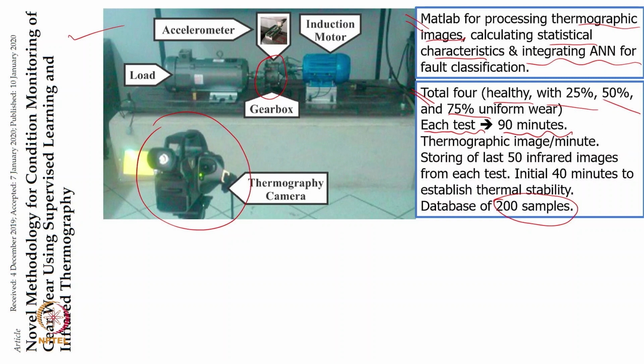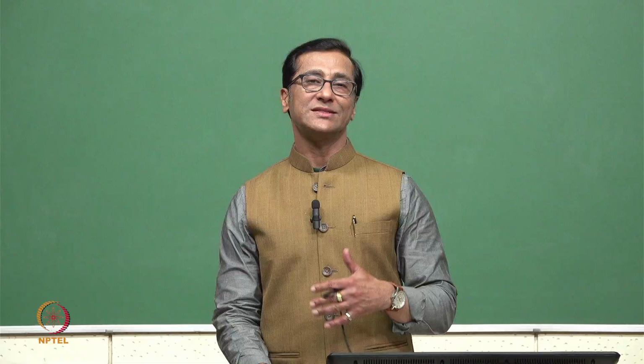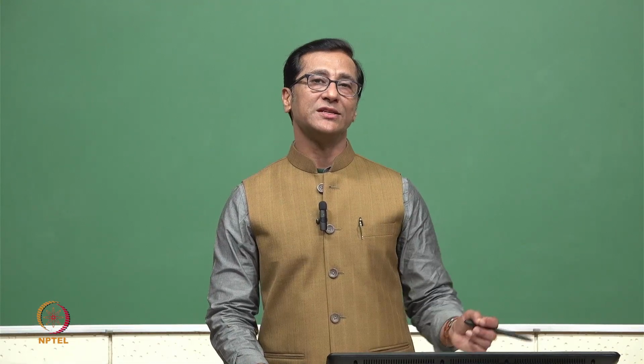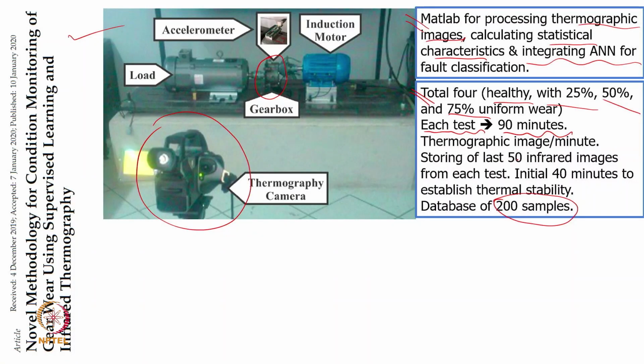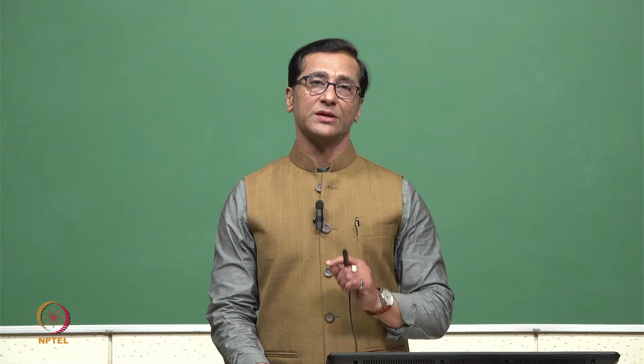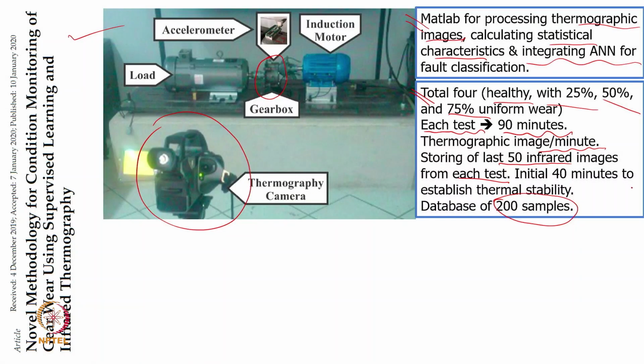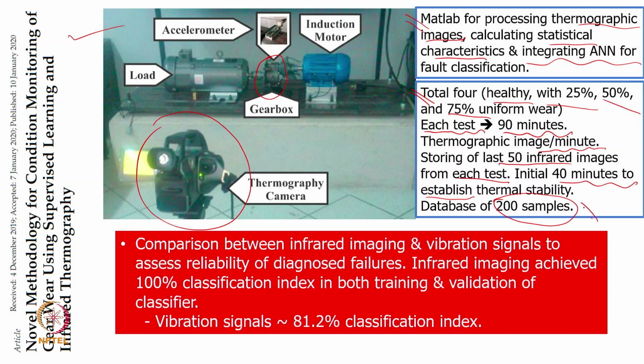They gave the first 40 minutes to stability, because temperature increases slowly. It doesn't happen immediately, it doesn't jump. So they gave the first 40 minutes for stability, and then images were captured in the last 50 minutes. The image rate was one image per minute. And as I mentioned, the initial 40 minutes were kept for thermal stability. So they have this kind of data set, 200 samples.